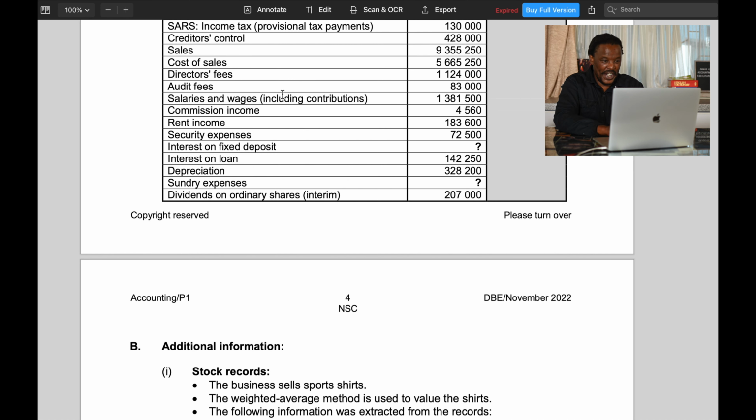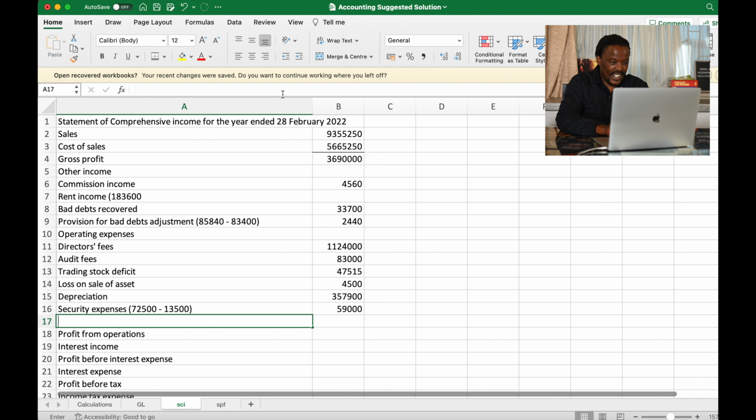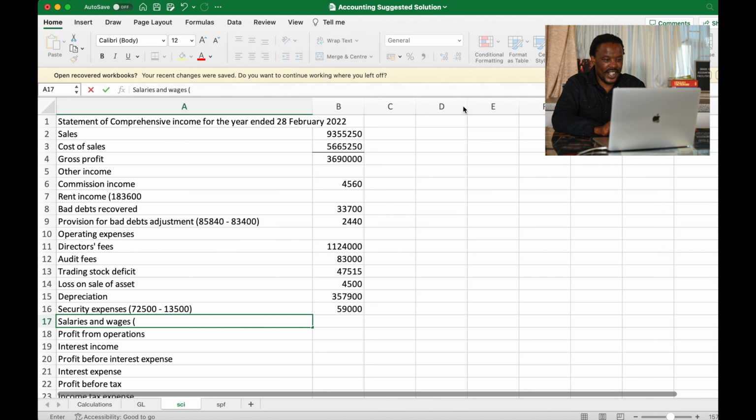So when we look at salaries and wages, they say salaries and wages including contributions. So the name is salaries and wages. We open the bracket, we check how much was 138,500.